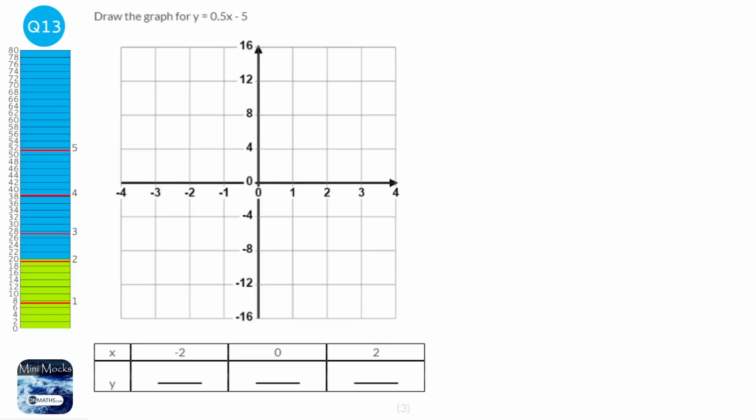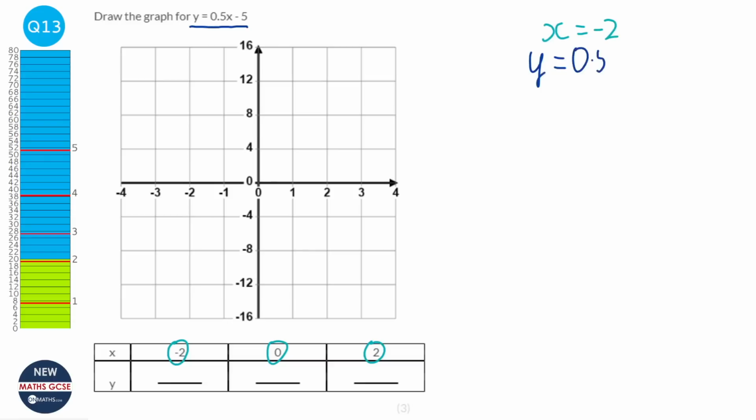So to draw this graph, what we're going to do is just pick 3 points for our x values. So we're going to start off with x equals -2 and feed that into the equation. So we've got y equals 0.5 times -2, take away 5. So half times 2 is just 1, and a positive times a negative is a negative. So it's going to be -1, take away 5, and -1, take away 5 is going to be -6.